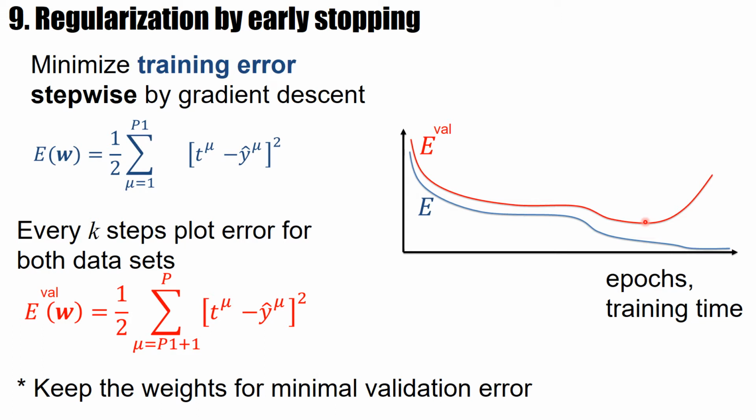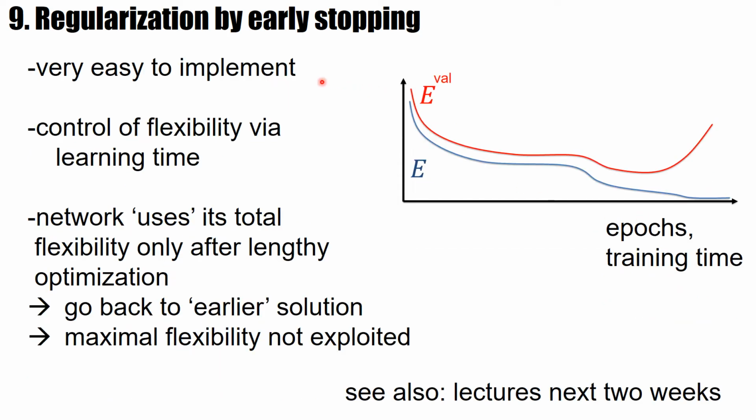And this means that during training, every k steps, you memorize the current weights, but you continue until the end. Then you look at the curve and you go back and you choose as final weights the weights that were here when the validation error was minimal. So this method is particularly easy to implement. We now control the flexibility via the learning time.